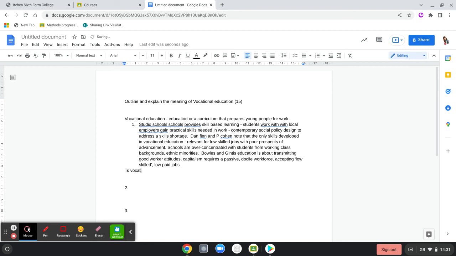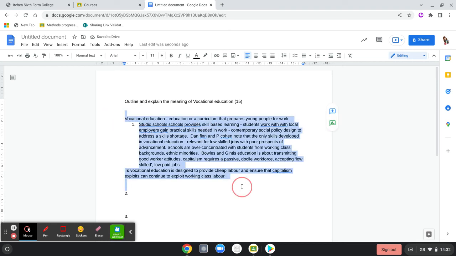So this shows that vocational education is designed to provide cheap labour. It's designed to provide cheap labour and ensure that capitalism can continue to exploit working class labour. So that's paragraph 1.